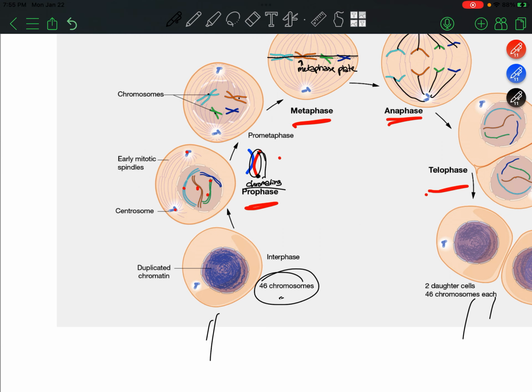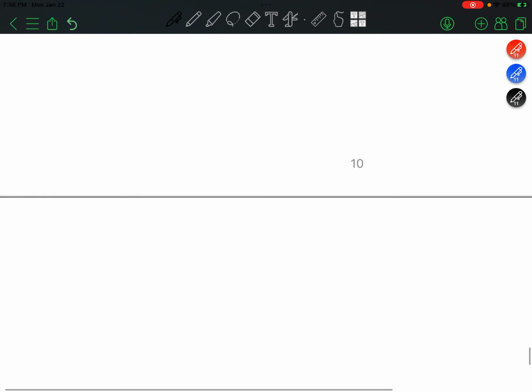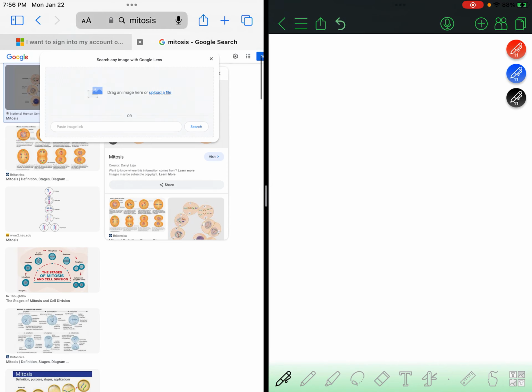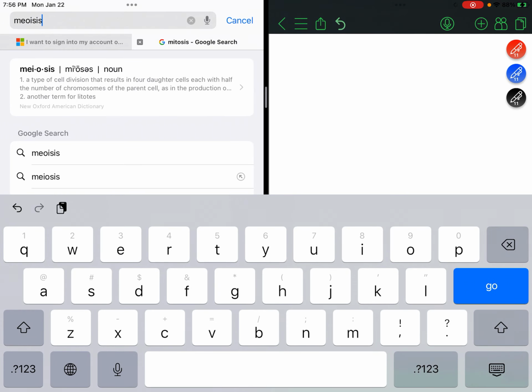I am so sorry. If you guys want me to re-explain this in the VC, I'll do it. Okay, next topic, meiosis. This is definitely the hardest one. There are some form factors that you need to understand before we actually fall into meiosis.